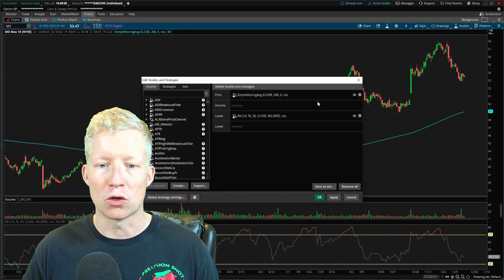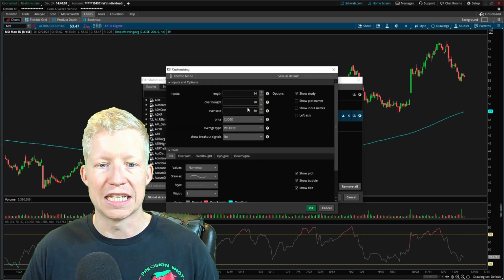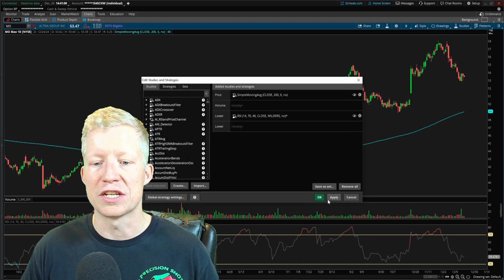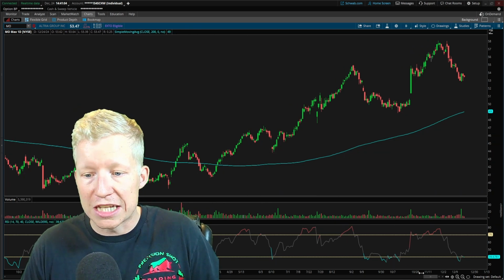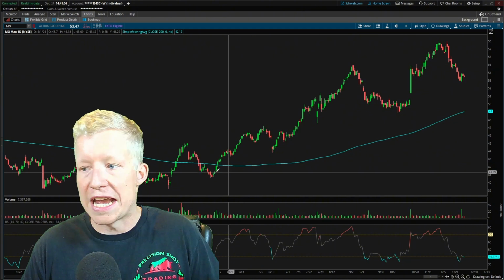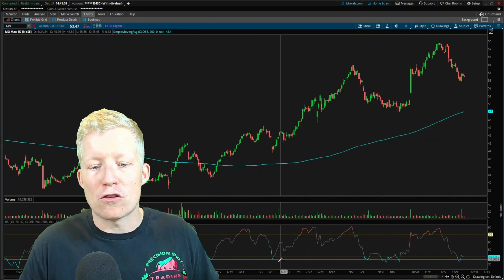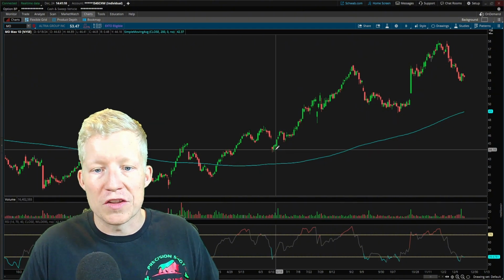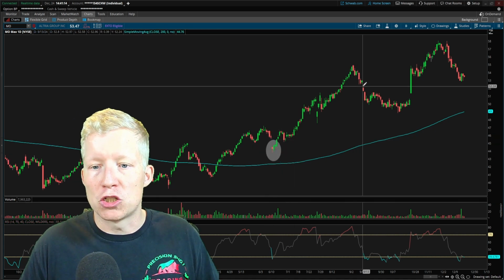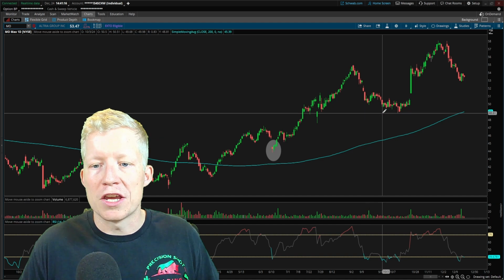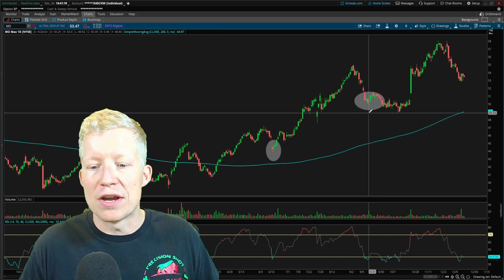Let me actually do this real quick. Let's go ahead and adjust this oversold to 40 so it's a little easier to read. Look at all the other times this stock during this run would have been on this scanner. Above the 200 simple moving average, below 40, would have been on the scanner, would have been a very nice little dip buy. Above the 200 SMA, below 40 on the RSI, would have been a very decent little dip buy.